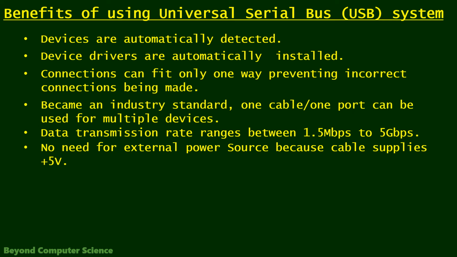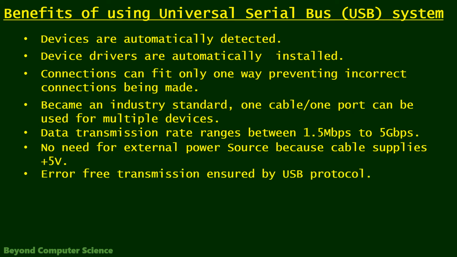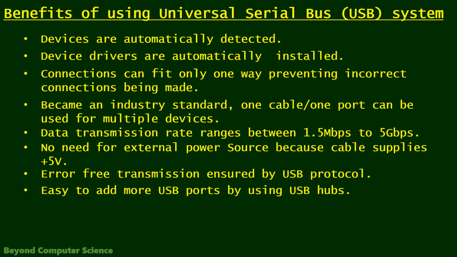You don't need to connect a USB cable with another power source, because for data transferring you don't need a repeater between the wires; they already have a wire inside them which is responsible for the power. Error-free transmission is ensured by the USB protocol. USB uses a method for data transferring which is error-free. There is no way you can get an error in the data transmission, because of the method they are using.